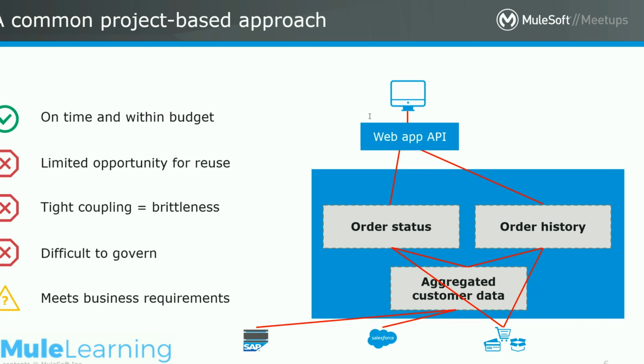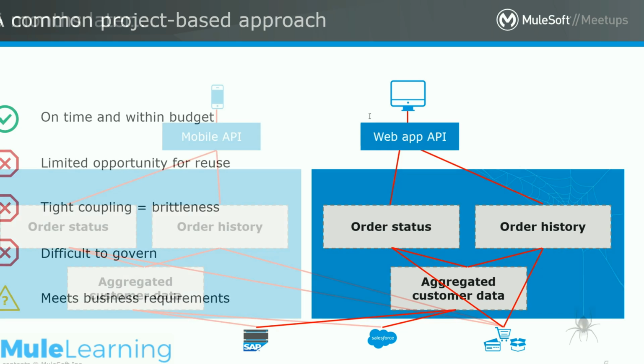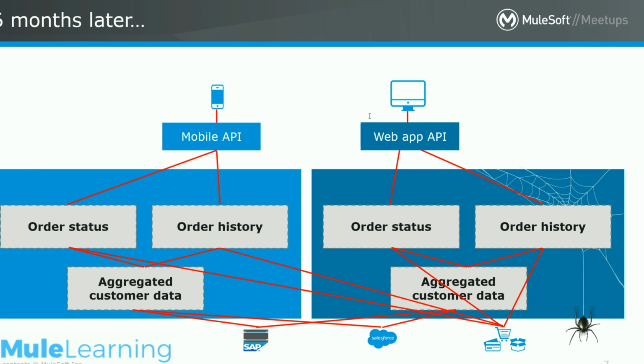You've got very tight coupling, and it is actually very difficult to govern, right? And so what happens is, six months later, somebody asks you, "Hey, that's great what you did for the web app, but can you do something for us for mobile?" You say, "Well, sure." So what do you do? You create another copy of the project, and you create a new API without reusing any of the existing code.